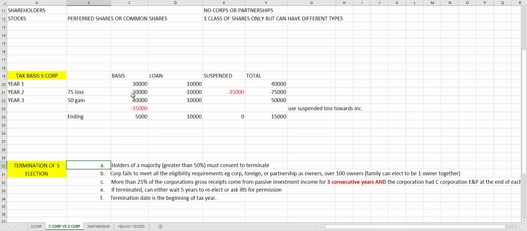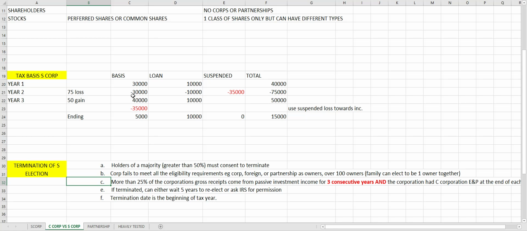Termination of S Corporation. Holders of a majority, greater than 50%, must consent to terminate. Whereas if you're creating an S Corporation, you have to have 100%. Here you have to have greater than 50%. Another trigger is if the corporation fails to meet all eligibility requirements. For example, you have a corporation as a shareholder, or a foreign shareholder, or a partnership as a shareholder. Or if you have over 100 owners, though a family can elect to be one owner together.